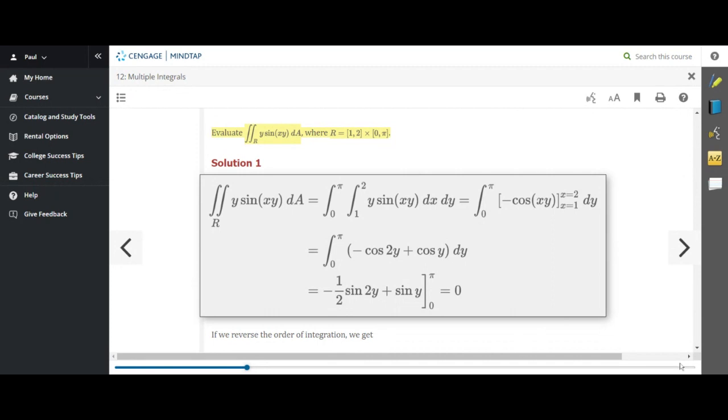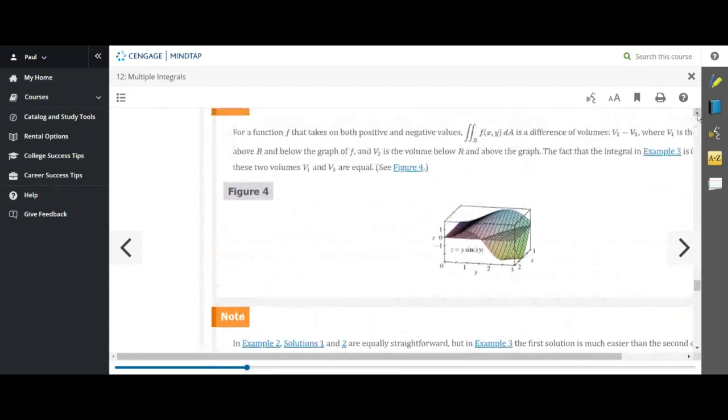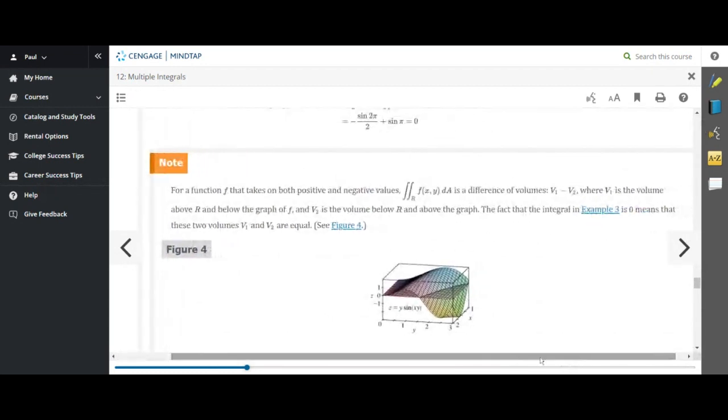Well, if you look at the picture here below, there is the surface, and your y limits are from 0 to pi, and your x limits are from 1 to 2. So pi is like 3.14, so on the y-axis, they're showing 0 to 3. Basically you have positive volume and negative volume, and they cancel each other out.